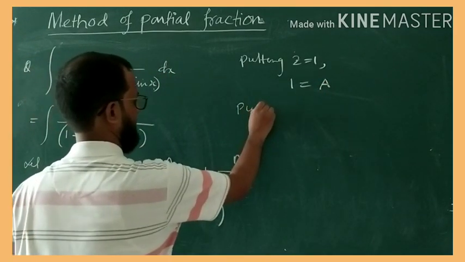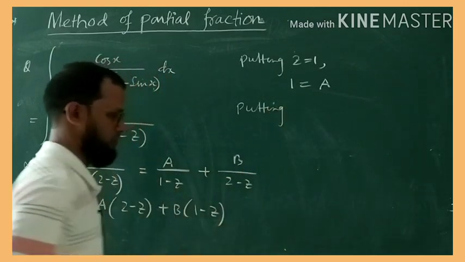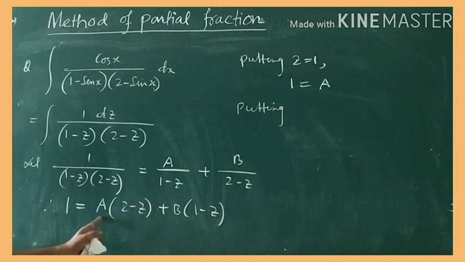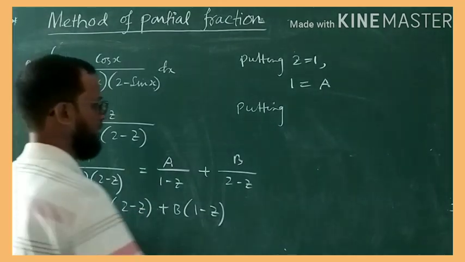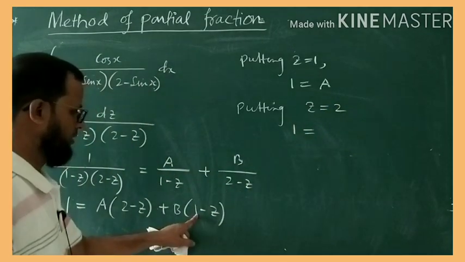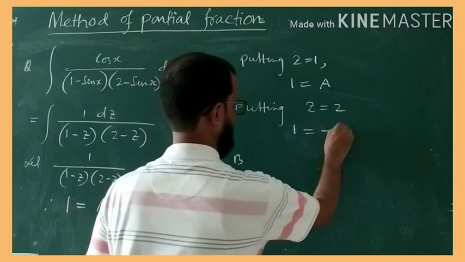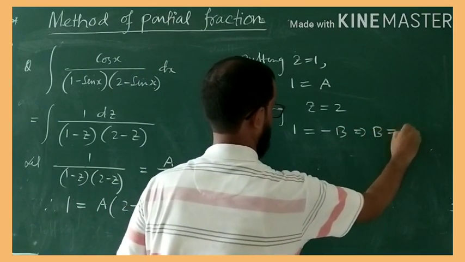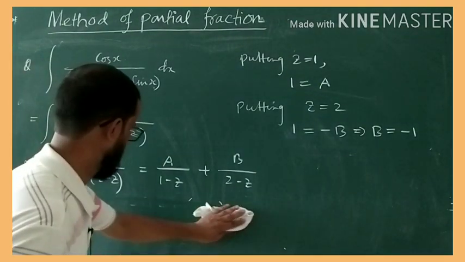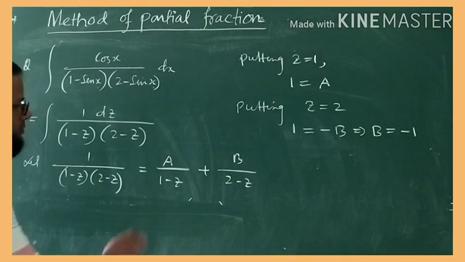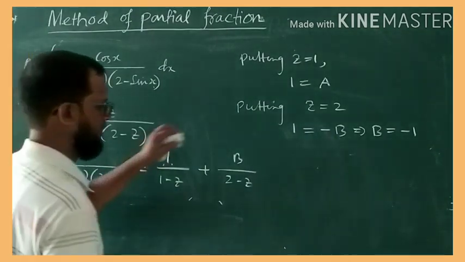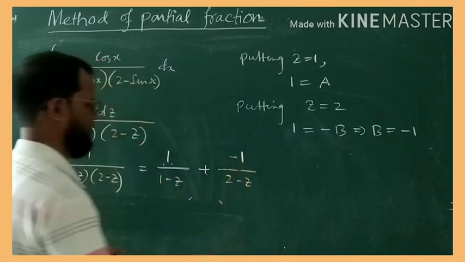Next, you have to find the value of b by making this term 0. How can you make this term 0? By putting z equal to 2, so it becomes 0. The left hand side is 1 and the right hand side is 1 minus 2 minus b. And finally, what is b? b equals minus 1. Clear? So the value of a equals 1, and the value of b equals minus 1.